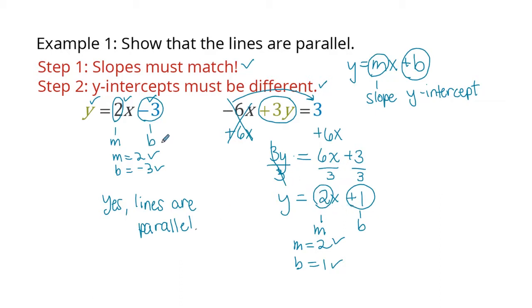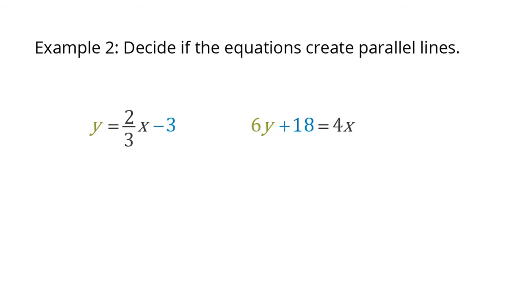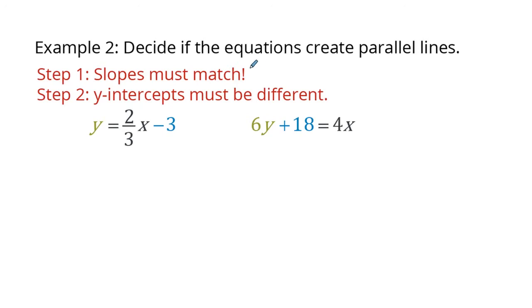Let's see if you have it. For our last example, you are on your own. You now are going to decide if the equations create parallel lines. So let's remember our two important steps. Step 1, slopes must match. Step 2, your y-intercepts must be different. Just a clue for yourself: make sure you're using y equals mx plus b. This is called slope-intercept form. Here is your slope. Here is your y-intercept. Let's see if you've got it. So you're on your own. Go ahead and pause the video and let's work it out and make sure you have it.